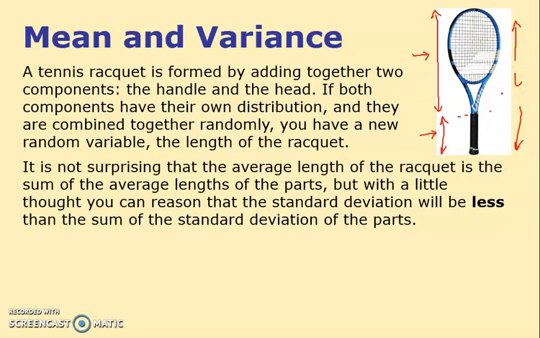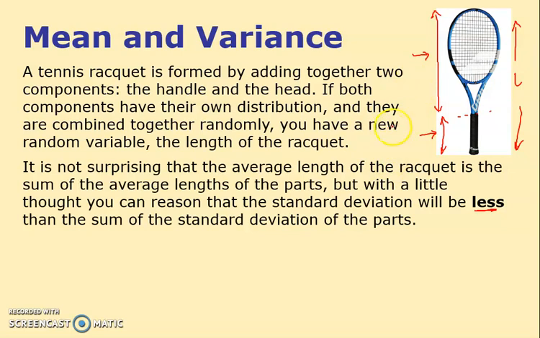You'll probably get a mixture, because these are meant to be random and independent, so you might find some of the heads are a little on the small side, and some of the handles are slightly on the big side, in the random nature of these things. And so you end up tending to find that the standard deviation of the entire racket is less than the standard deviation of the two parts. Effectively, it kind of comes down.